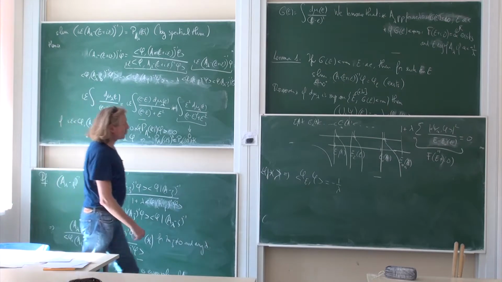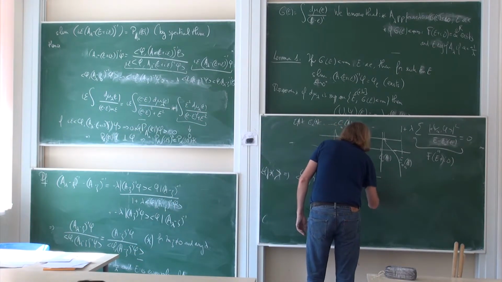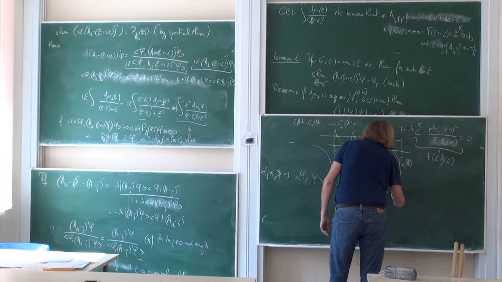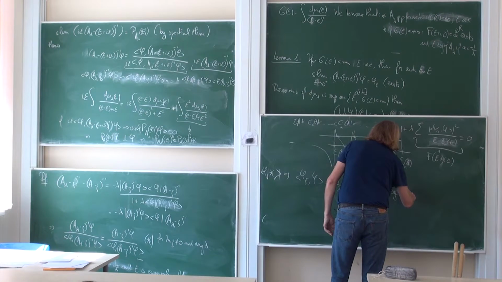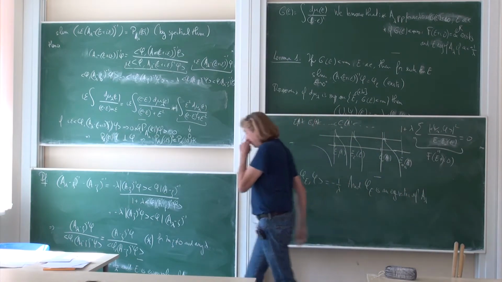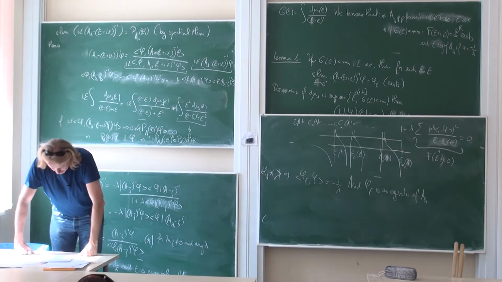And the other thing that this proves is that phi E is, as we just said, an eigenvector of A lambda for almost every E.